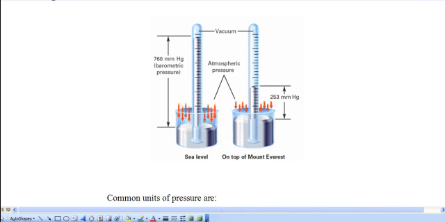This is a picture of a barometer, and we're going to go with this particular one, the one on the left first. All a barometer is, is a tube of mercury. Now you could use any substance, but we typically use mercury or water. This is with mercury. It's a tube of mercury that is inverted in a pool of mercury.